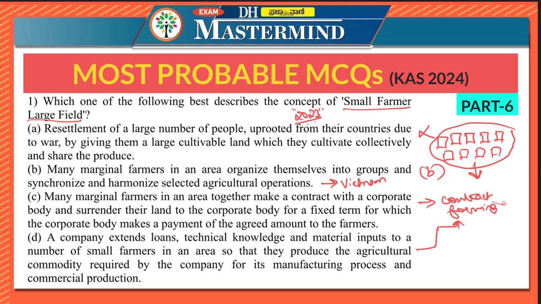According to this, many marginal farmers in an area organize themselves into groups. The areas are grouped to form a bigger unit, and then they synchronize and harmonize their agricultural operations, and this particular concept originated in Vietnam.